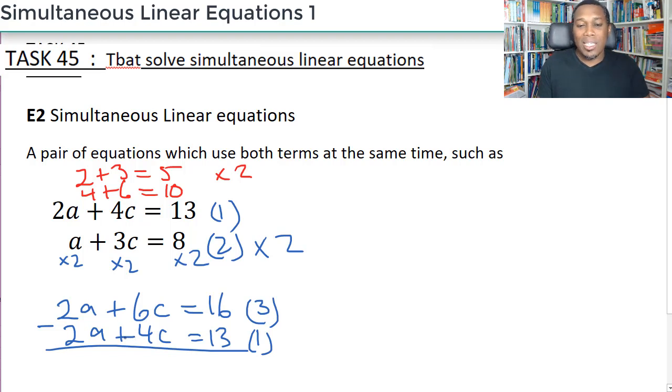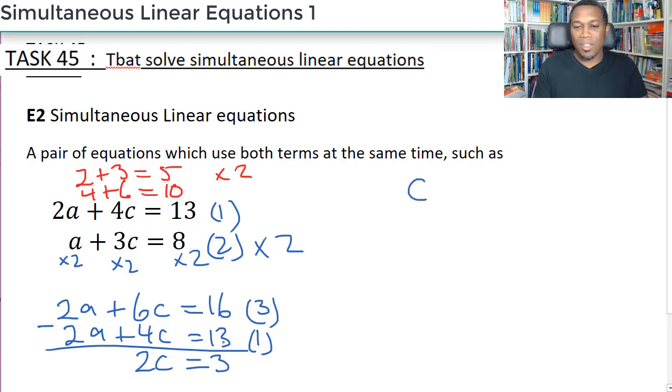Now we've got 6C take away 4C, so that's 2C, and then 16 take away 13 is 3. So what we're looking at here is 2C is equal to 3. And you're thinking, what? I didn't sign up for this. I can't divide 3 by 2. Yeah, fraction. Get used to it. Fractions, decimals, it happens. Not the whole world is about whole numbers.